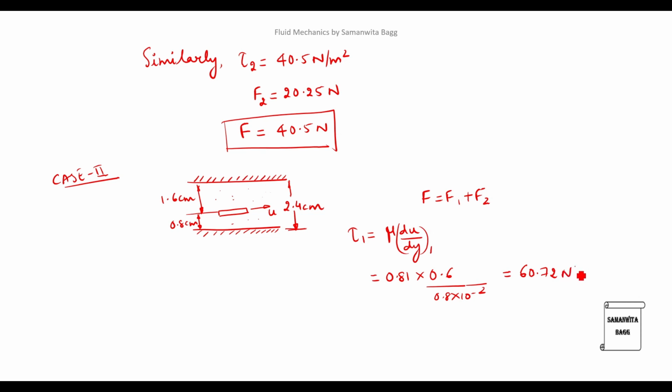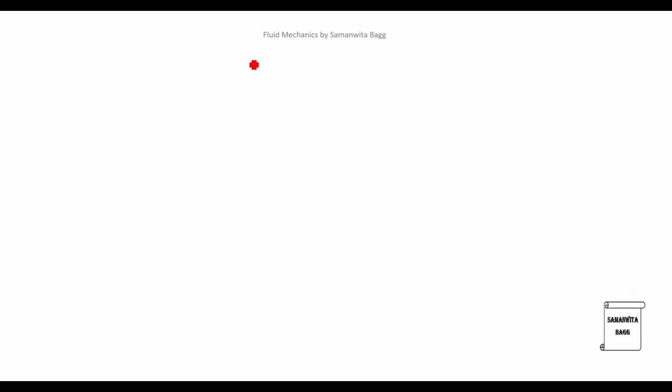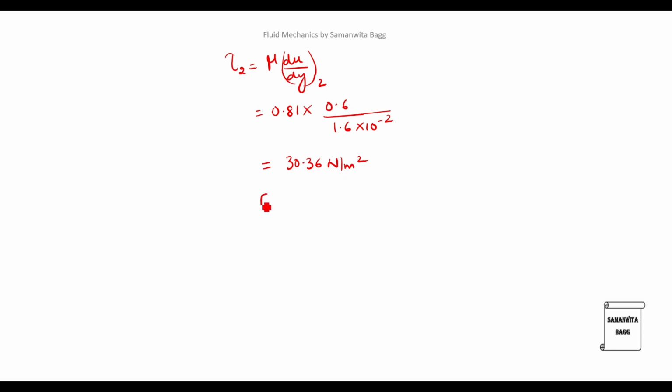So the value now turns out to be 60.72 Newton per meter square, and the value of F1 will be tau 1 into area. This area is 0.5. So F1 turns out to be 30.36 Newton. Now when I talk about the other end over here, so when I say tau 2 will be mu du by dy 2, this is 0.81 into, this is again 0.6 minus 0 and this distance is 1.6 into 10 raised to minus 2. So when you calculate this, you will get the value as 30.36 Newton per meter square and the value of F2 turns out to be 15.18 Newton.